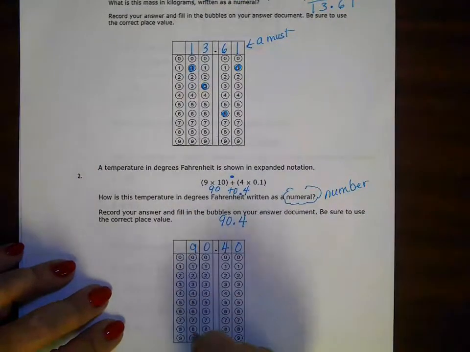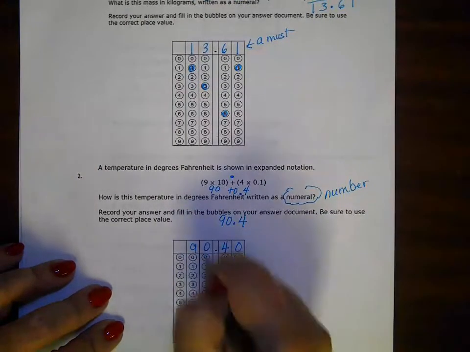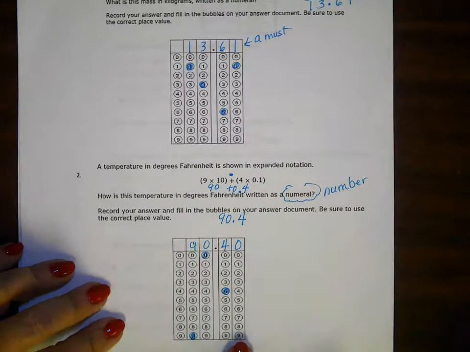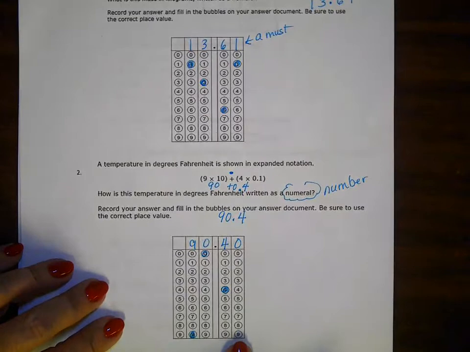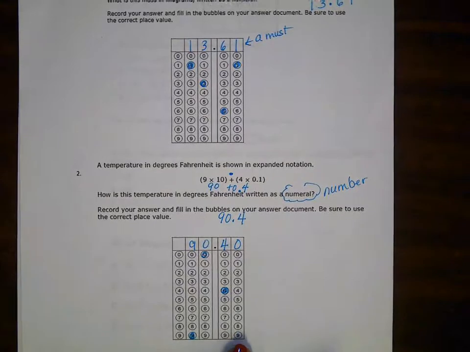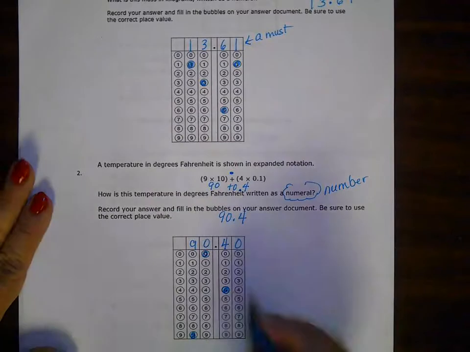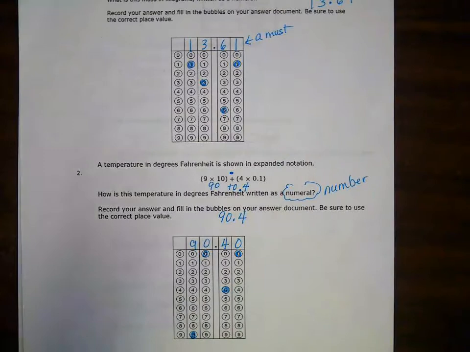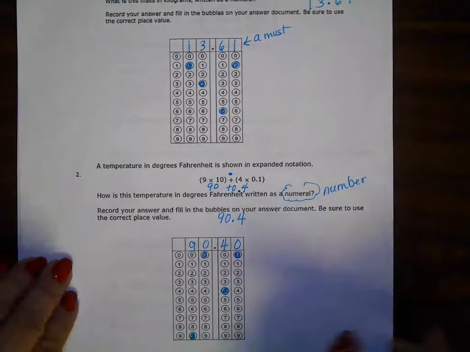So now I'm going to bubble 9, 0, 4. I can keep it like that, and that's fine because 40 hundredths is equivalent to 4 tenths. Or if you want to feel comfortable, you can bubble in it. Either or, that's your option. All right, let's look at number 3.